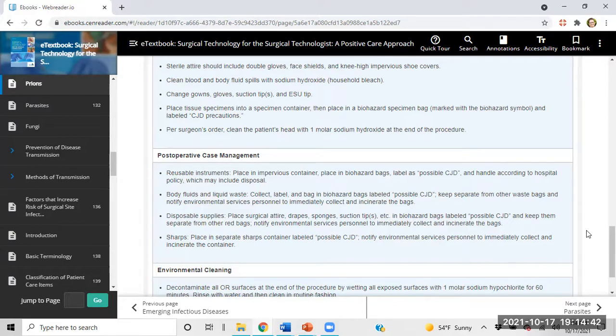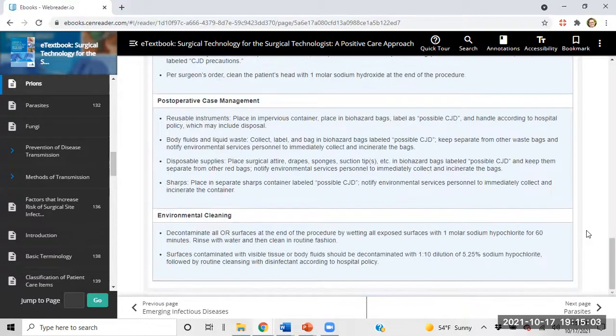Now, sharps, these are going to be done a little bit different because they're not incinerated with the other things, but they're going to be placed in separate sharps. They're not going to go in your normal sharps container that's in the OR. They're going to go in a separate one, label it possible CJD, and then that's going to get incinerated as well. Environmental cleaning. So environmental services will be notified of the possible CJD case.